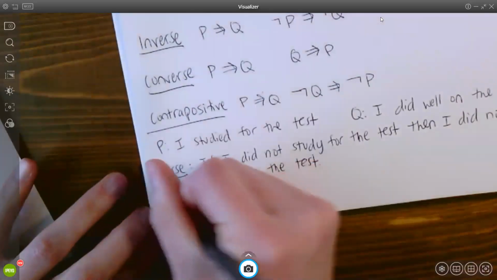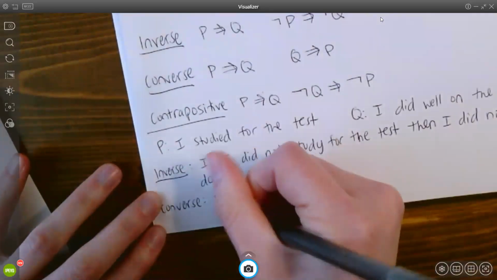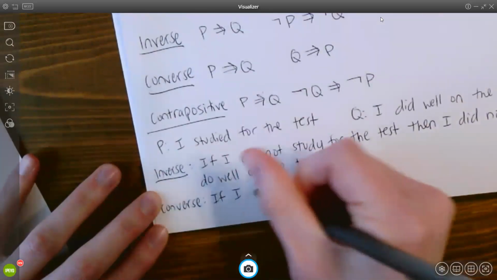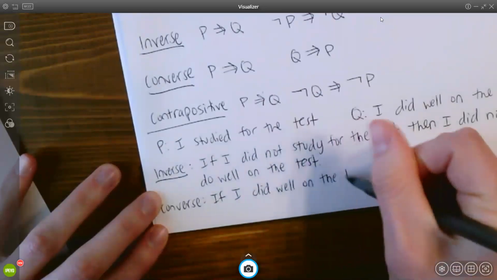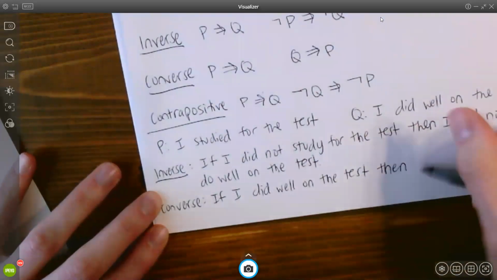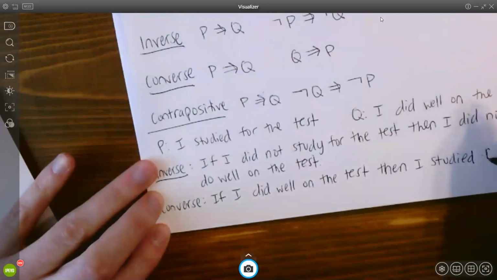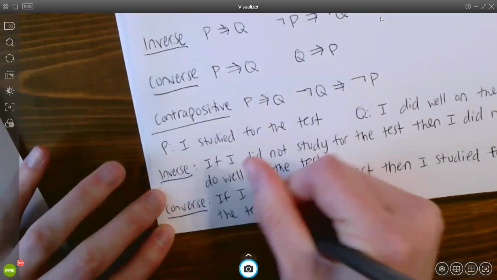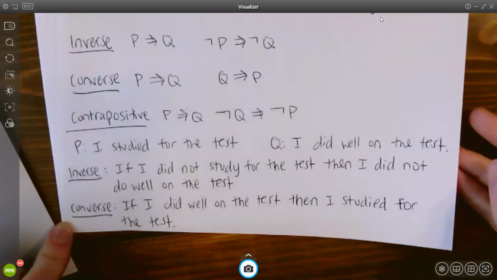Converse would be if I did well on the test, because again, it's just flipping. So if I did well on the test, then I studied for the test. If I did well on the test, then I studied for the test.